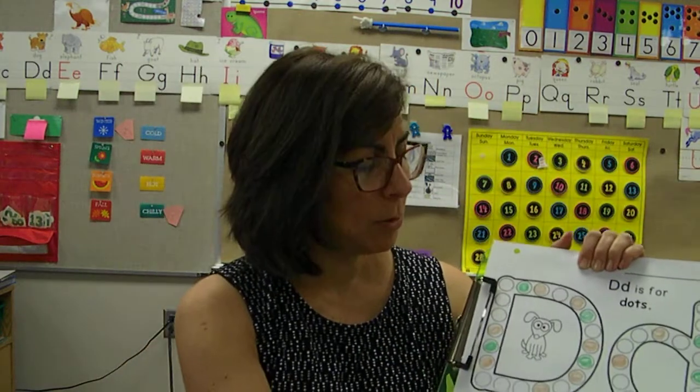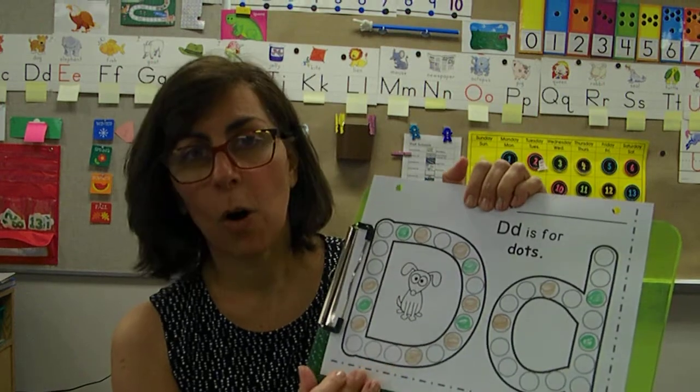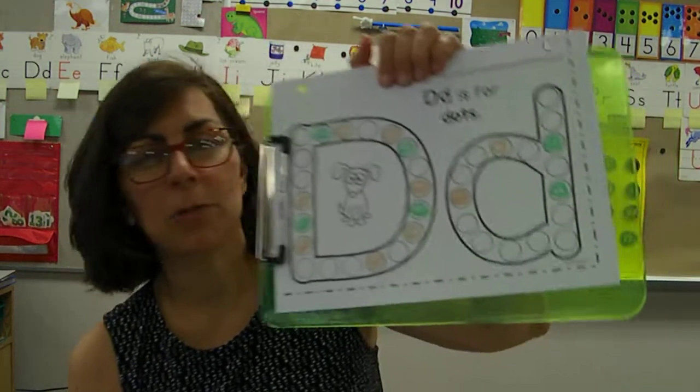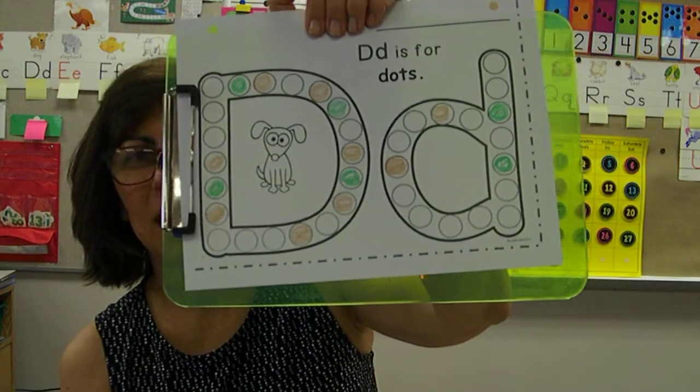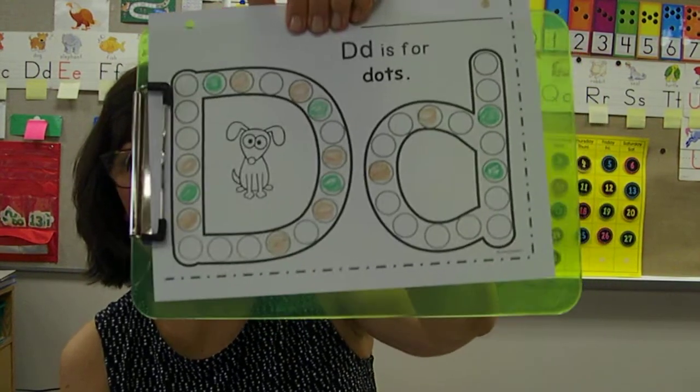And then by the time you're through, you can either fill them all in, like this, or you can keep some of them blank, like this. D is for dots.